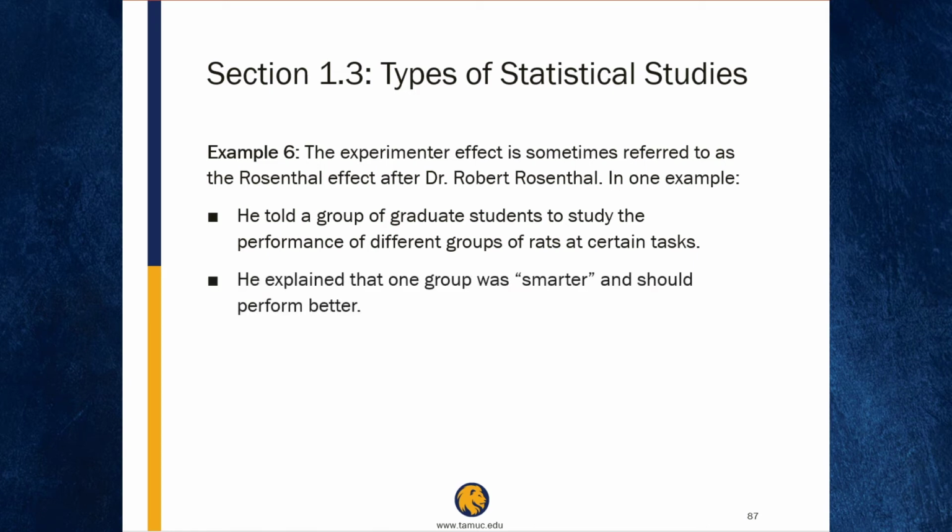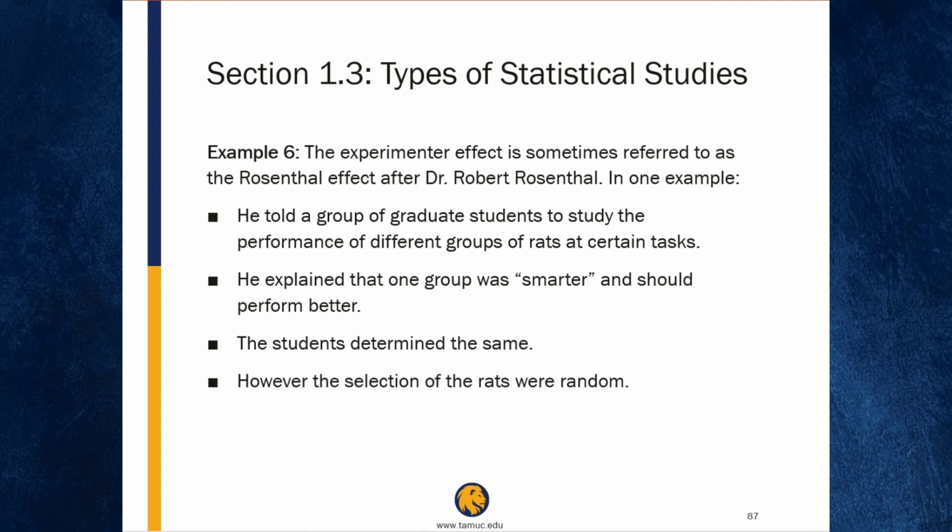He explained to the graduate students that one group was smarter and should perform better as a result. After performing the experiments, these students actually determined what he said was true. However, he did not tell them the real situation, which was that the selection of the rats was strictly random. There was actually no, quote, smarter group.